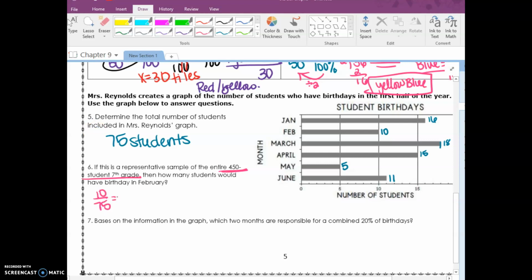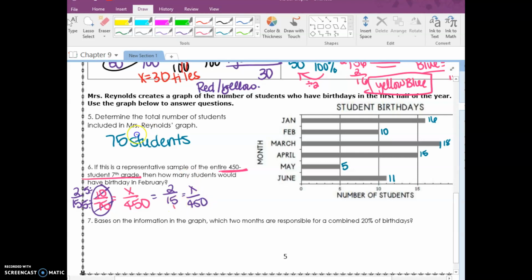So now what we're going to do is make a prediction of how many birthdays would be out of 450 students. So before we can do that, we look at 10 over 75, and I can simplify both of those by 5. And when I do that, my fraction is going to be 2 over 15. So that means 2 over 15 equals x over 450.